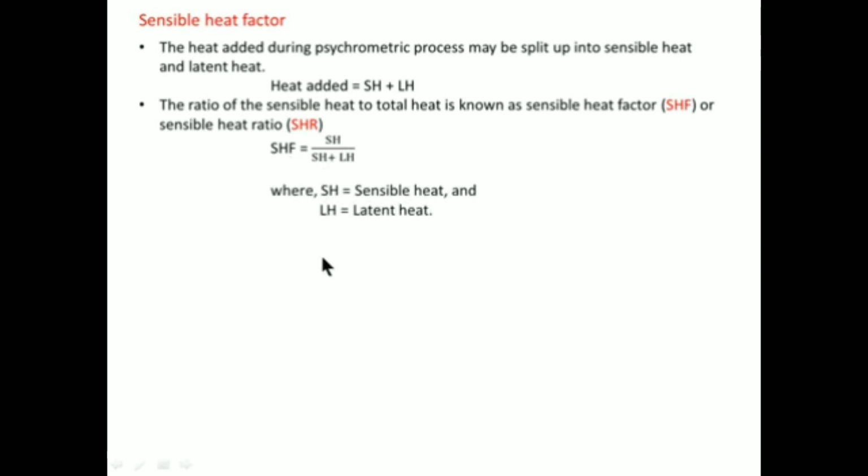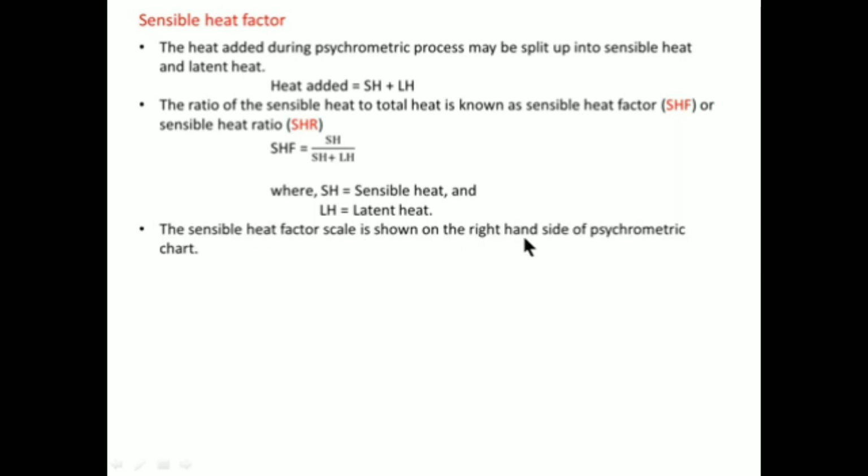So where SH and LH are sensible heat and latent heat respectively. So the sensible heat factor scale, as we have discussed previously, is shown on the right hand side of the psychrometric chart. Now similar to SHF, we can write room sensible heat factor RSHF equal to RSH upon RSH plus RLH, where RSH and RLH are room sensible heat and room latent heat.